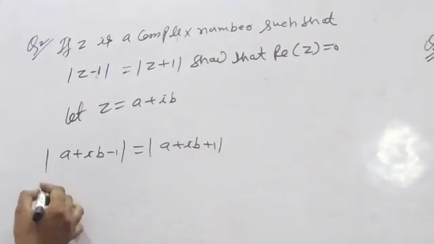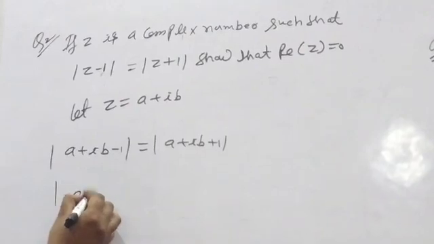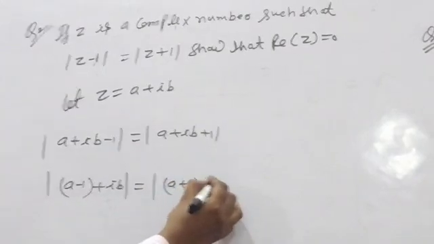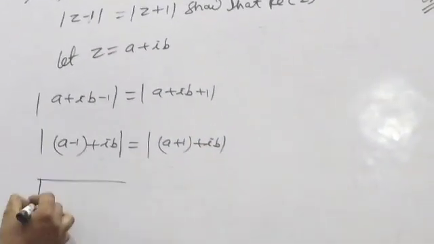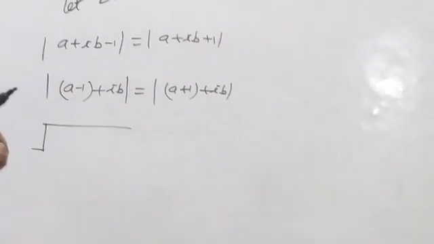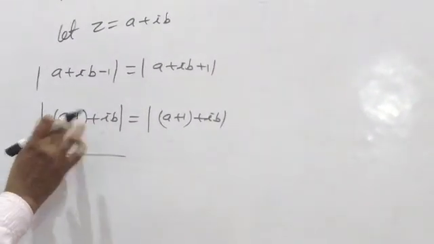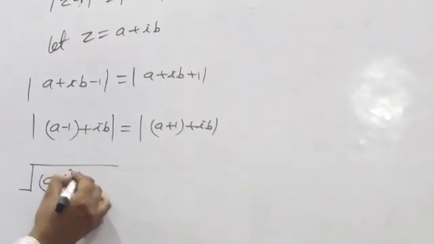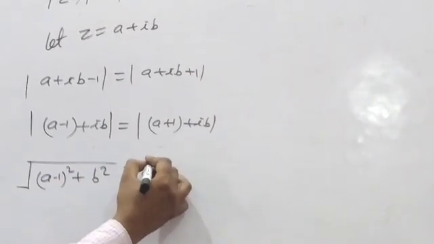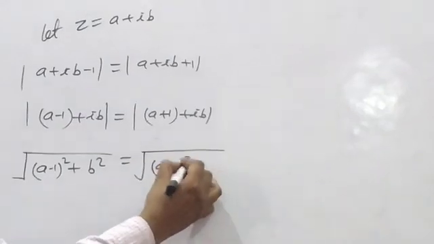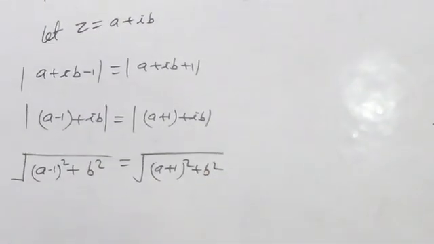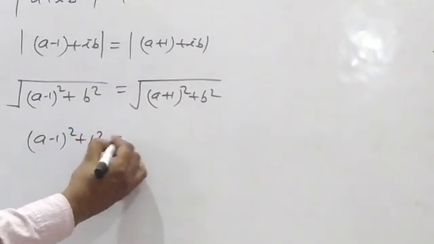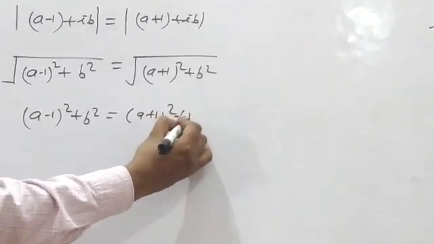Now here z minus 1, a plus ib minus 1, is equal to a plus ib plus 1. Now, a minus 1 plus ib is equal to a plus 1 plus ib. Now the modulus symbol is there. Therefore the modulus of this complex number is what? Under root a minus 1 whole square plus b square is equal to under root a plus 1 whole square plus b square. Clear? Now the root cancels with this root, so a minus 1 whole square plus b square is equal to a plus 1 whole square plus b square.